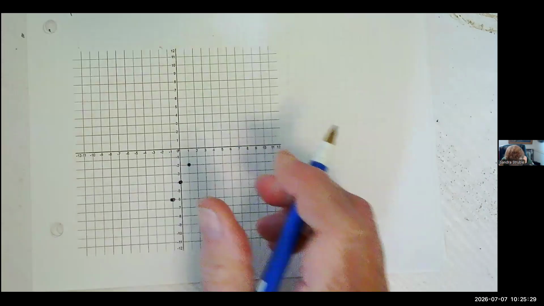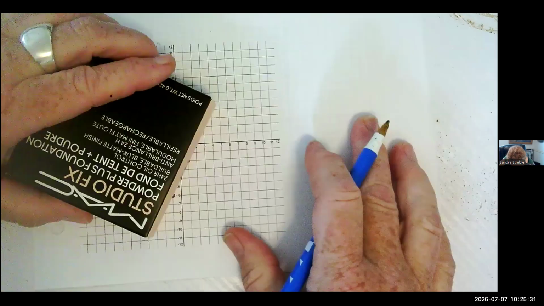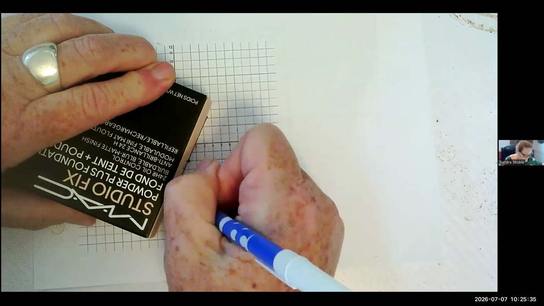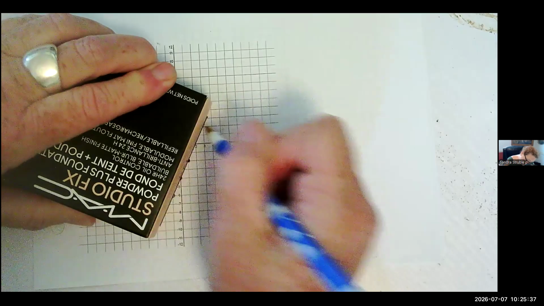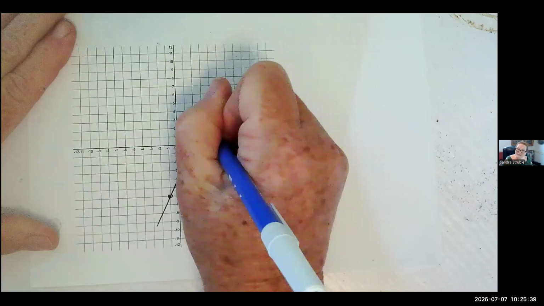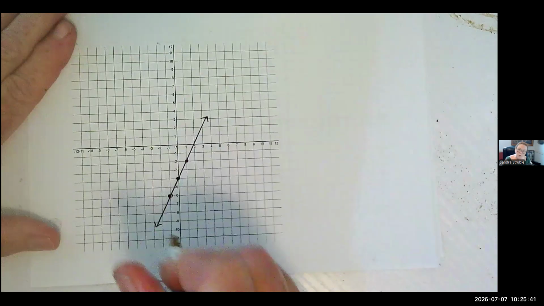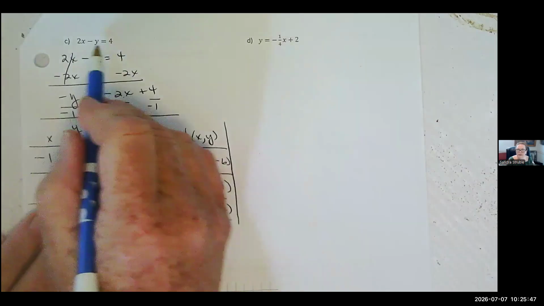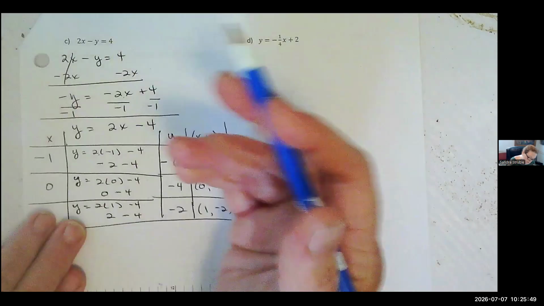Let's draw our straight line. It's my biggest nemesis, drawing. And then arrows. And now we need to name this line. Now we could use the one that we already did, or we could use the original. I'm just going to use the original. That tends to be what I do. 2x minus y equals 4. They're both right.